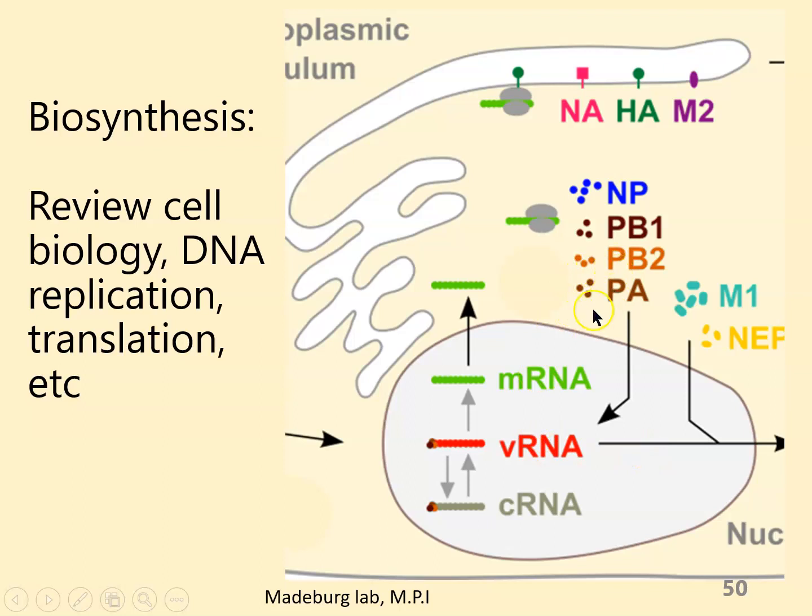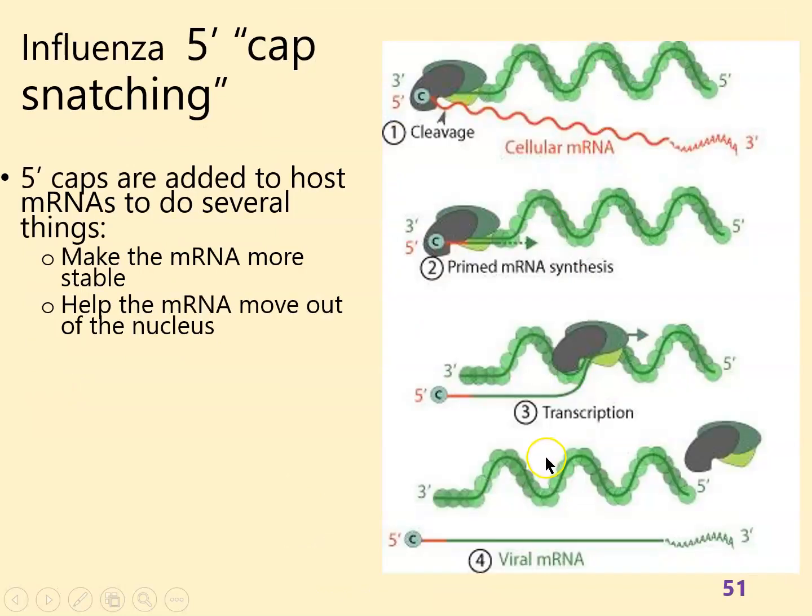So by the end of biosynthesis, all of these viral proteins are in the cytoplasm. All these viral proteins are in the endoplasmic reticulum, and there's viral RNA being made in huge quantities in the nucleus. This is a critical thing that many different viruses have to do.